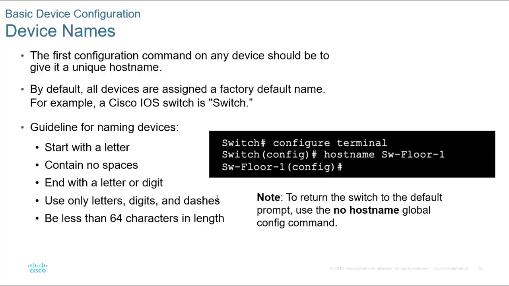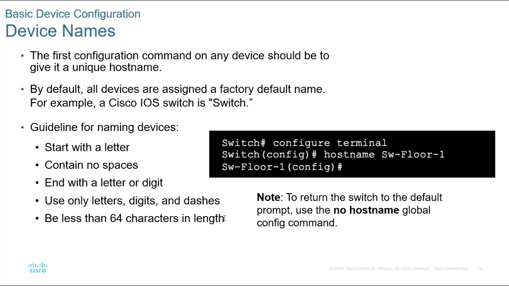So first of all, when the switch or the router comes out of the box, as we've said, its factory default name is going to be either switch or router. You want to be giving it a unique host name. It's best to give them descriptive names. The guideline that Cisco gives for naming devices is just start with a letter, have no spaces in the host name, and end with a letter or digit. Use only letters, digits, and dashes.